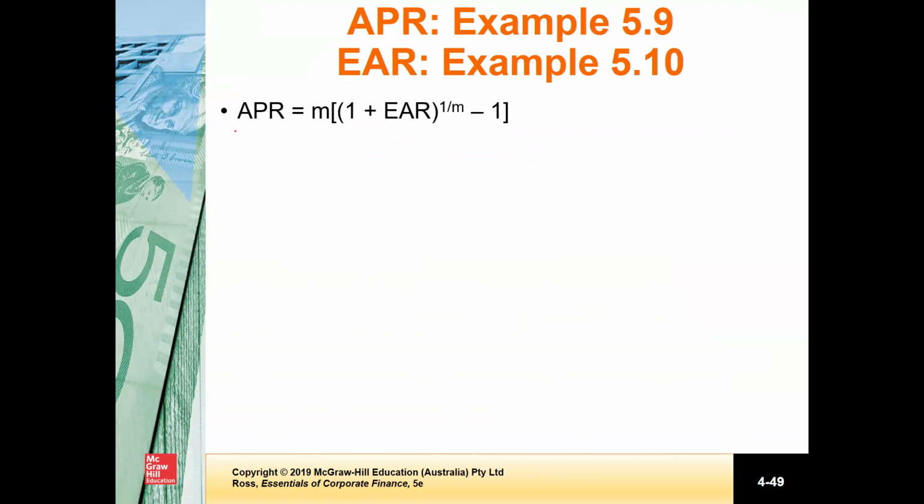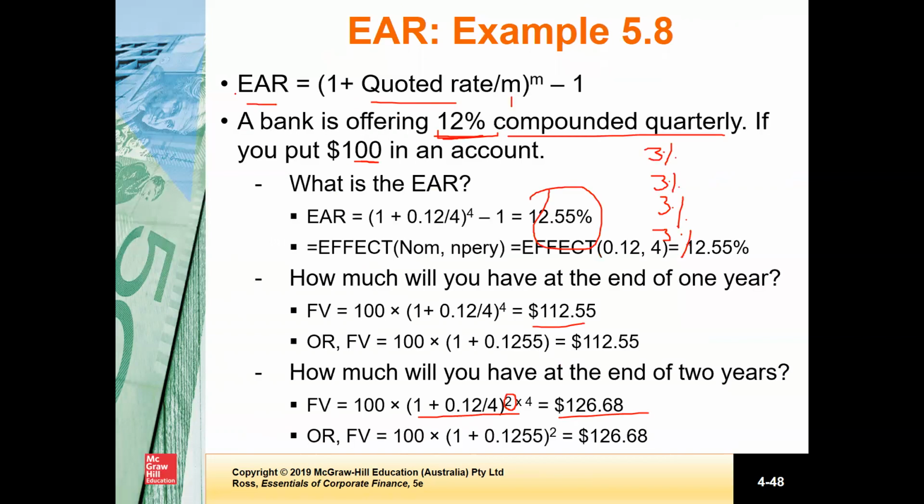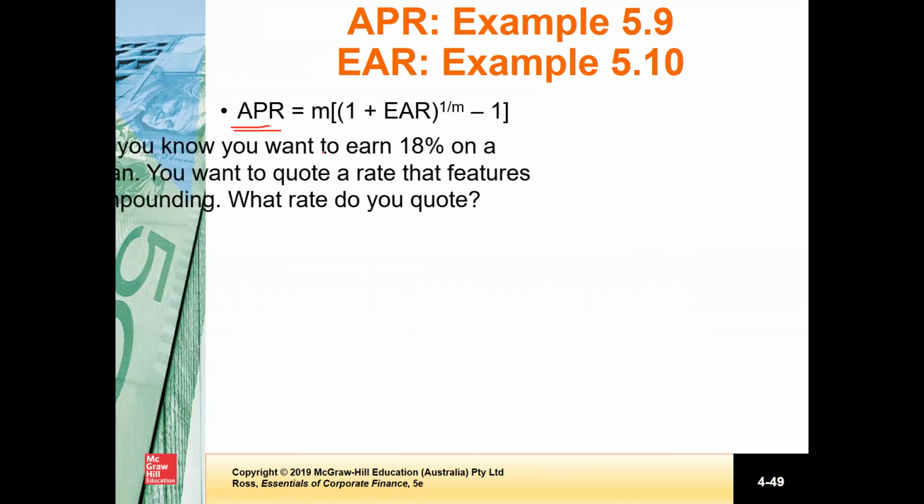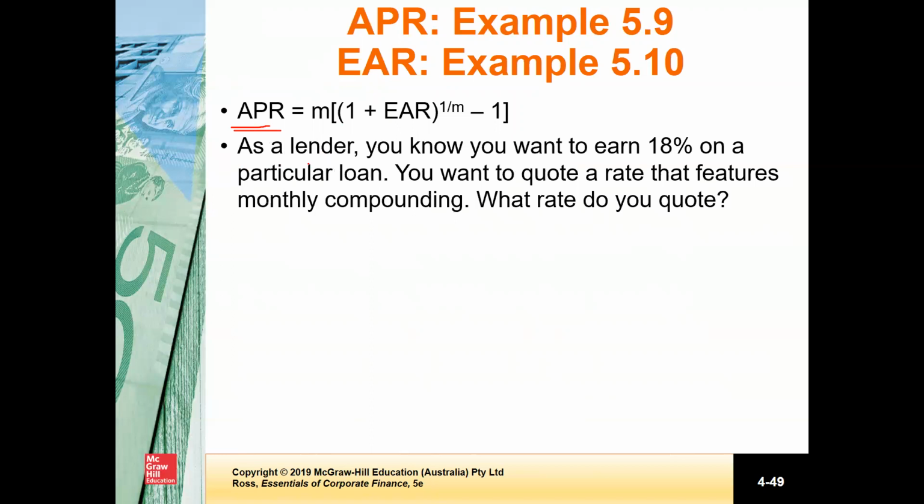Now look, APR, annual percentage rate, can be calculated from the effective annual rate formula. You remember the effective annual rate formula: EAR = (1 + quoted rate / m)^m minus 1. So from this EAR, we can calculate APR. m once again is the compounding frequency. So look at this example. As a lender, you want to earn 18% on a particular loan, and you want to quote a rate that features monthly compounding. What do you quote?